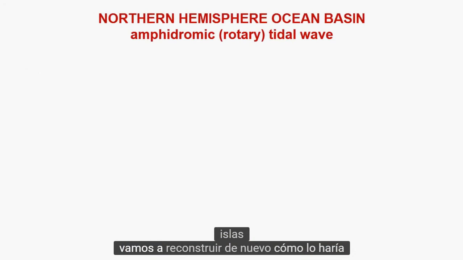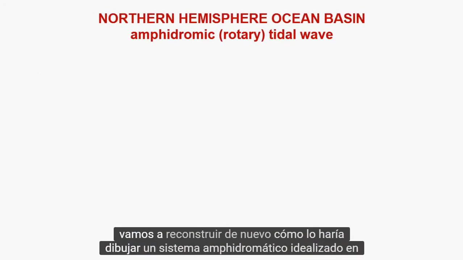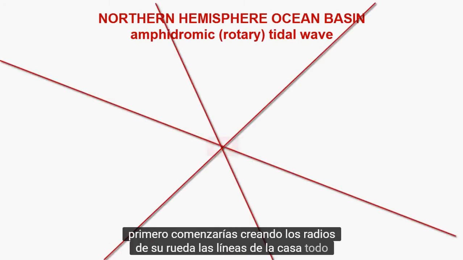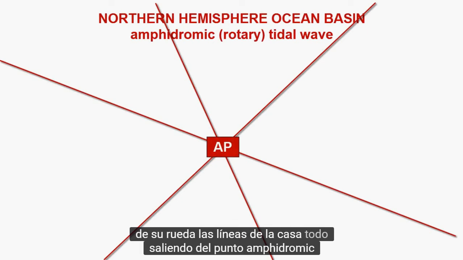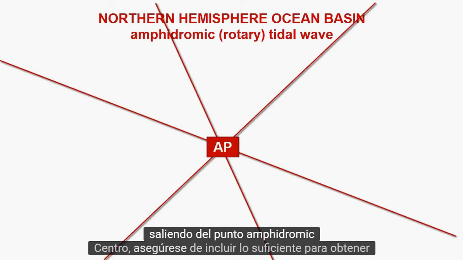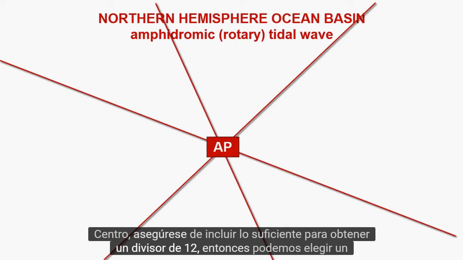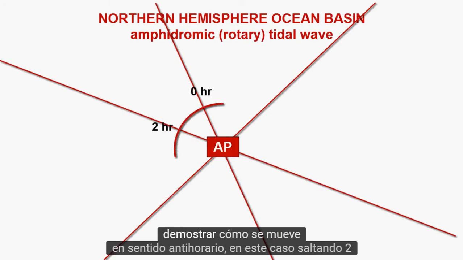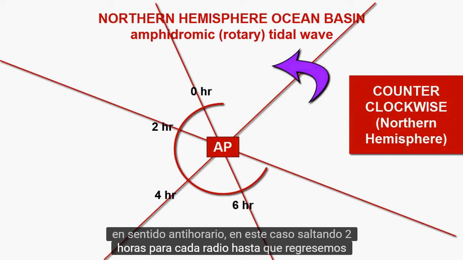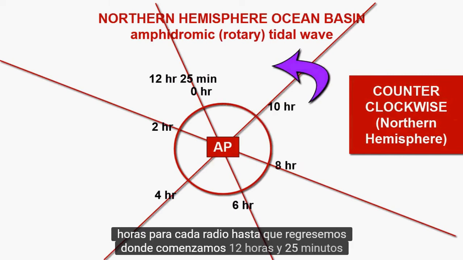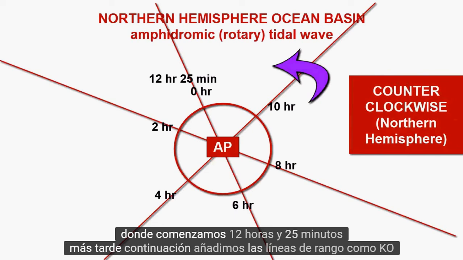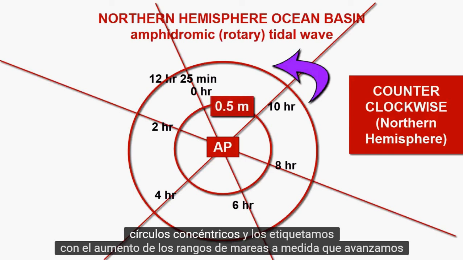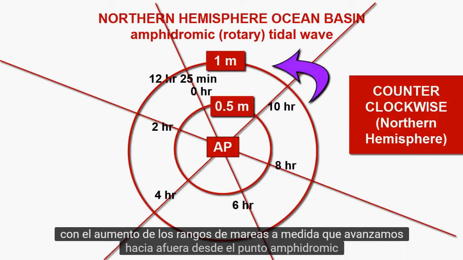Let's piece together again how you would draw an idealized amphidromic system in a square ocean basin in the northern hemisphere. First, you'd start by creating the spokes of your wheel, the co-tidal lines, all coming out from the amphidromic point center. Be sure to include enough to get a divisor of 12. Then we can pick a starting point for our wave and demonstrate how it moves counterclockwise, in this case jumping 2 hours for each spoke until we get back where we started 12 hours and 25 minutes later. Next, we add the co-range lines as concentric circles, and we label them with increasing tidal ranges as we move outward from the amphidromic point.